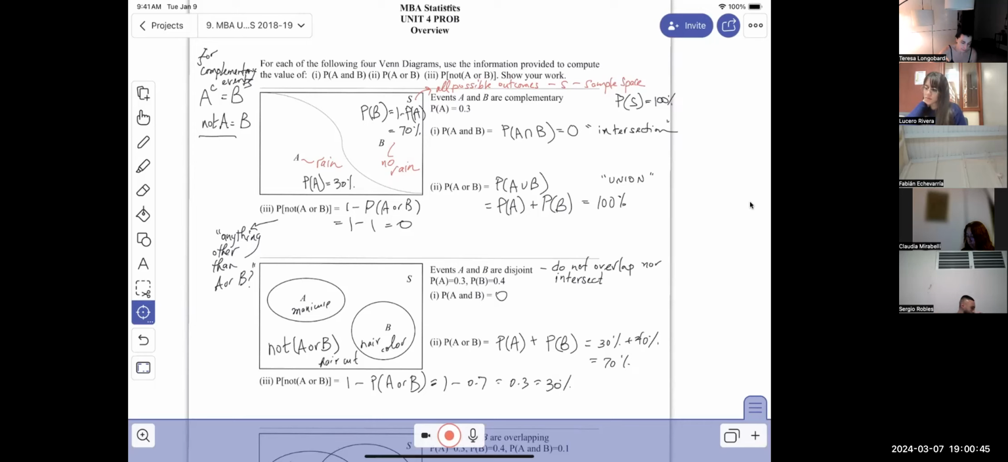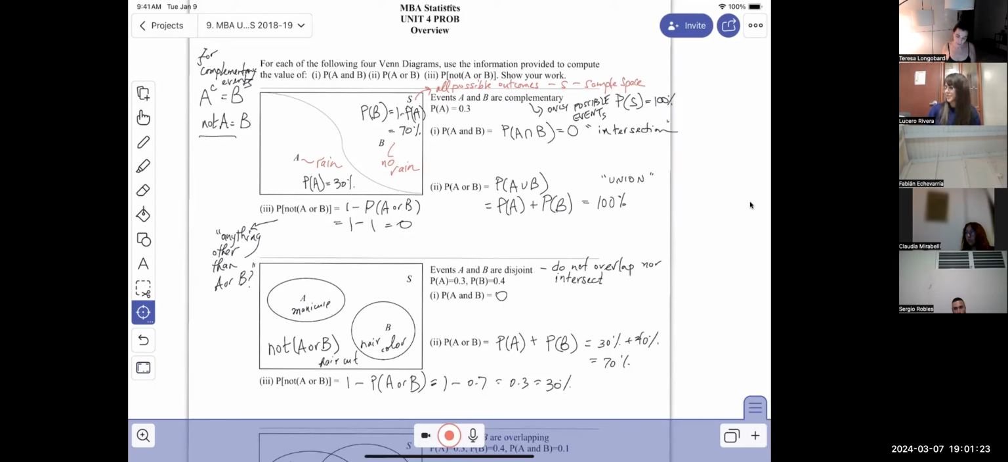So let's go back to the complementary for a second. A and B are the only possible events in a complementary space. Now I'm going to ask again: can disjoint events be complementary? No, because we're not filling the whole space.